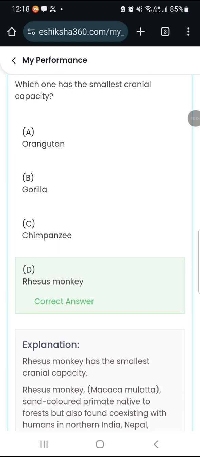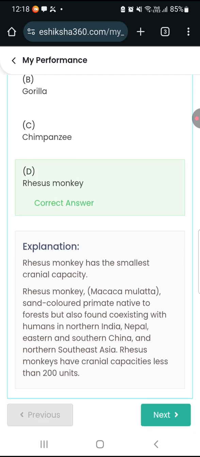Question: which one has the smaller cranial capacity? Answer: rhesus monkey. Explanation: rhesus monkey has the smallest cranial capacity.